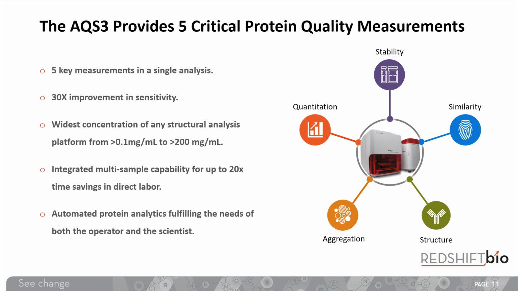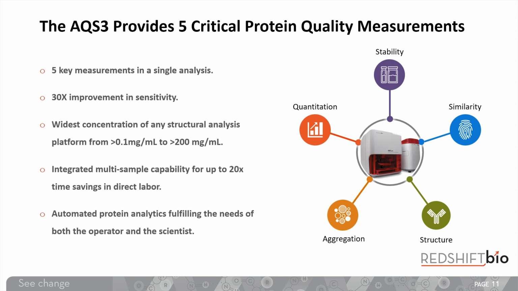So to conclude this section of this morning's webinar, I'd like to review some of the key pieces of information relating to the AQS3 Pro. The system provides 5 critical protein quality measurements, those being aggregation, quantitation, stability, similarity, and structure.